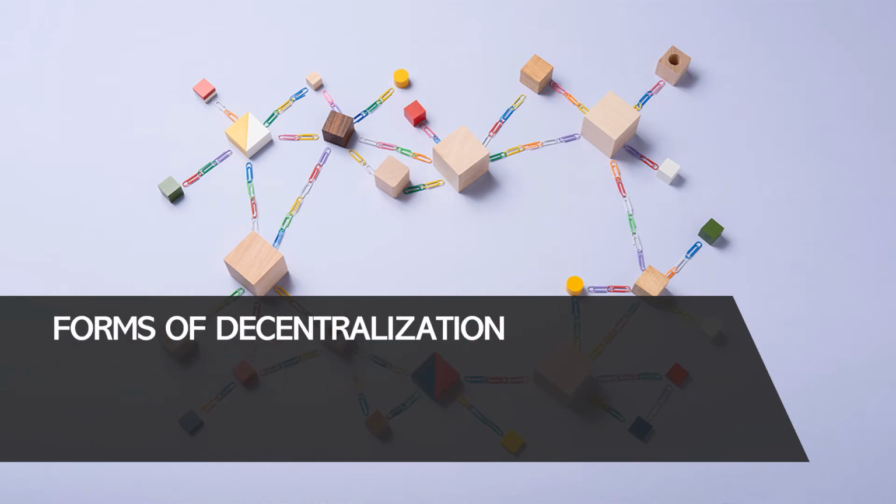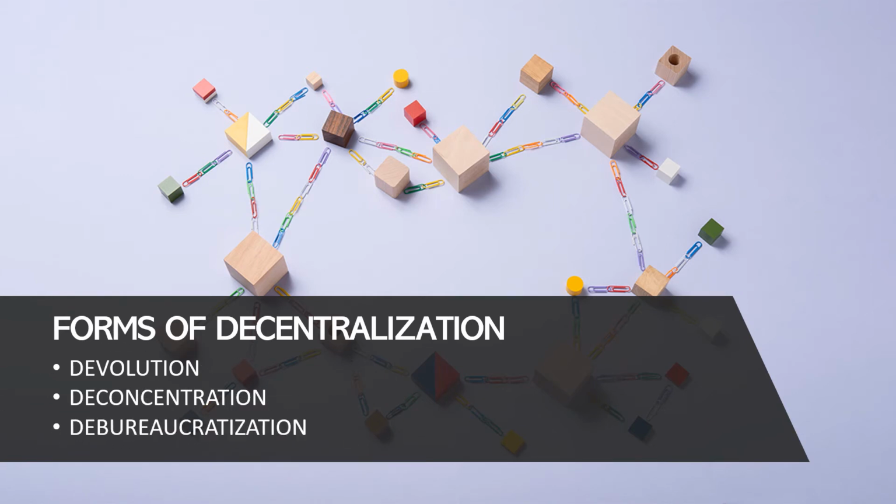Let us talk about the forms of decentralization. So the first one is devolution, followed by deconcentration, and lastly by debureaucratization. So let us look at them one by one.